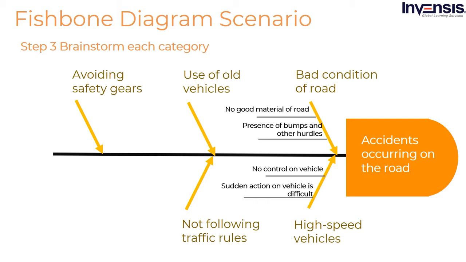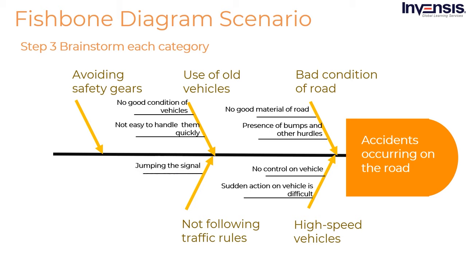Next, we have usage of old vehicles. Because of old vehicles, the condition of the vehicles will be very bad. And due to this, sudden braking and starting action may become difficult. Hence, it leads to accidents. The next category is not following traffic rules. When the light is displayed in the signal, many people do not follow it. And at the same time, when the other side of the road has a chance to travel, and once they meet, it may lead to severe damage to vehicles and humans, causing an accident. Then, not applying proper indicators in the vehicles may also lead to accidents.